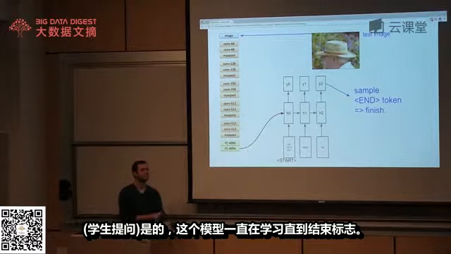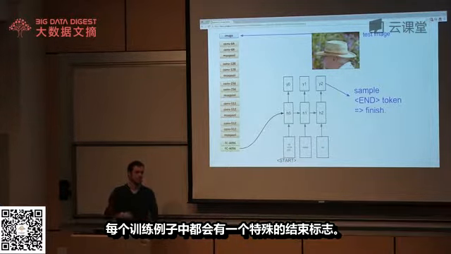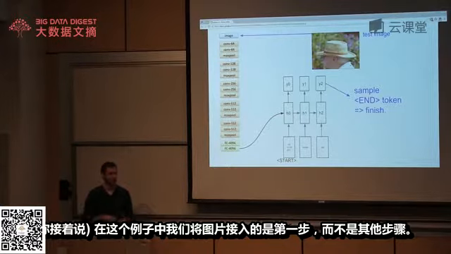Go ahead. Does the model learn to output the end token? Yes, the model learns to output the end token. What do you use to define the end token? Yeah, so in the training data, the correct sequence that we expect from the RNN is the first word, second word, third word, end. So every single training example will sort of have the special end token in it.